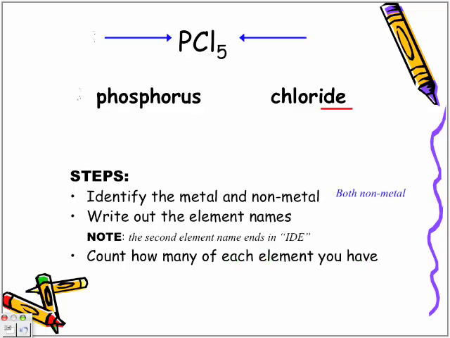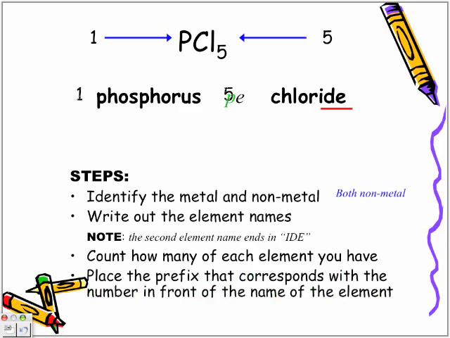We have 1 phosphorus, we have 5 chloride. So using the prefixes, because phosphorus is already just a 1, we just keep phosphorus. And instead of 5 chloride, we use the word pentachloride.